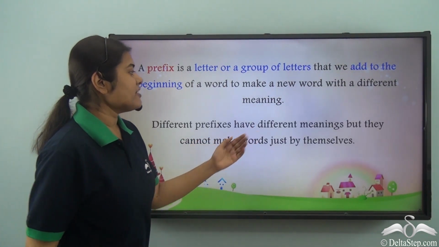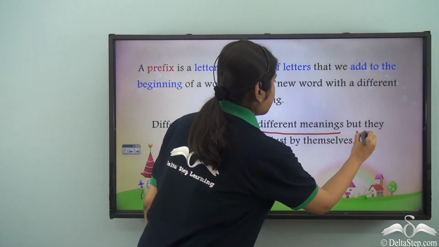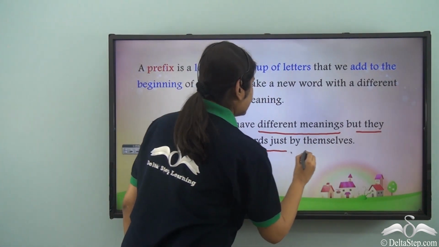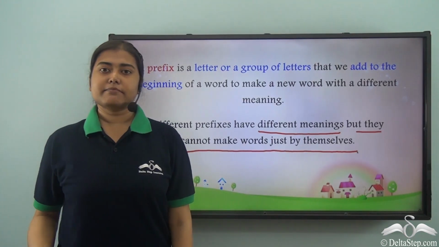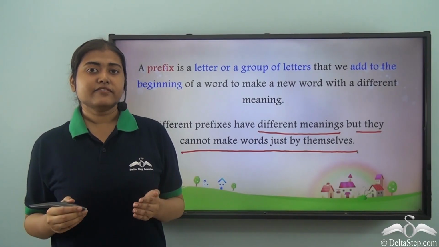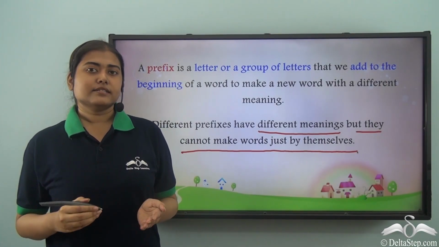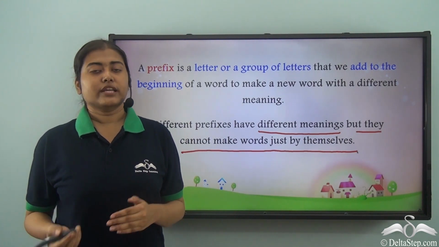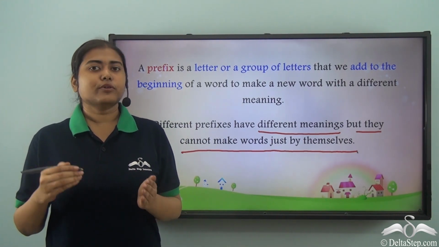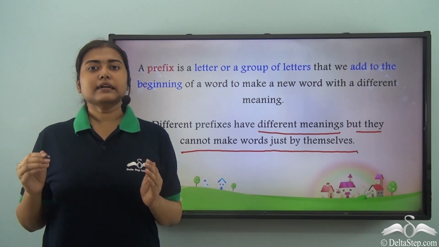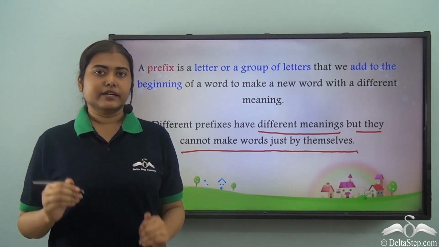Different prefixes have different meanings, but they cannot make words just by themselves. So, a prefix itself has a meaning, but it cannot stand on its own. It needs to get fixed to another word to make a complete meaningful word.